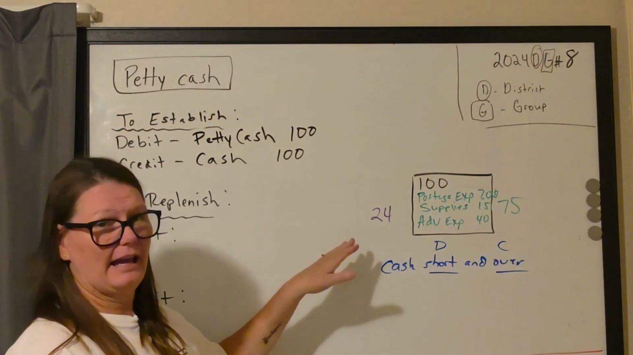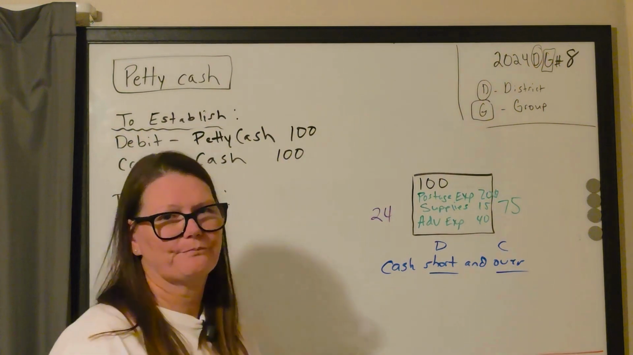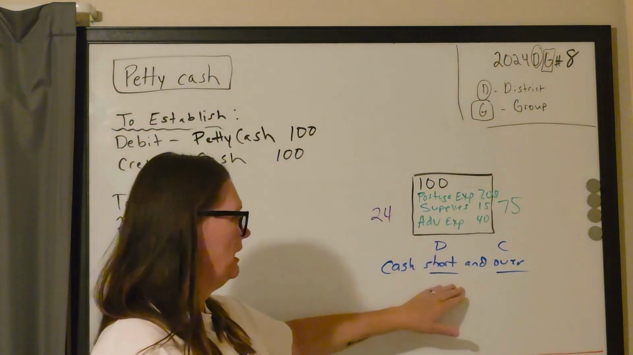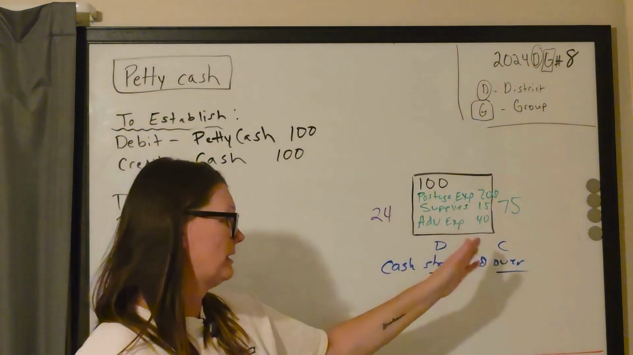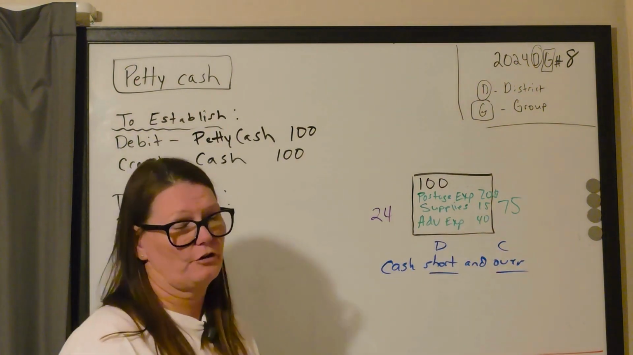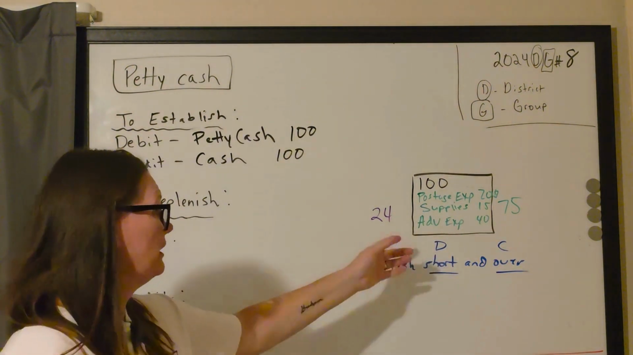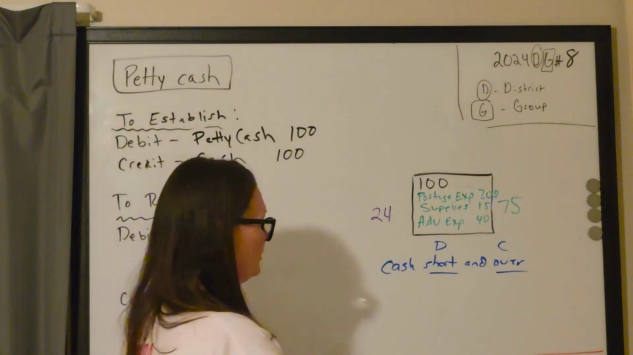Now there is an account to keep track of this called cash short and over. If it's short, we're going to debit it. If it's over, we're going to credit it. One way that helps me is debits come before credits, so short is the debit, over is a credit. So how much is it short or over? It's short, because it's supposed to be $25. It's short $1.